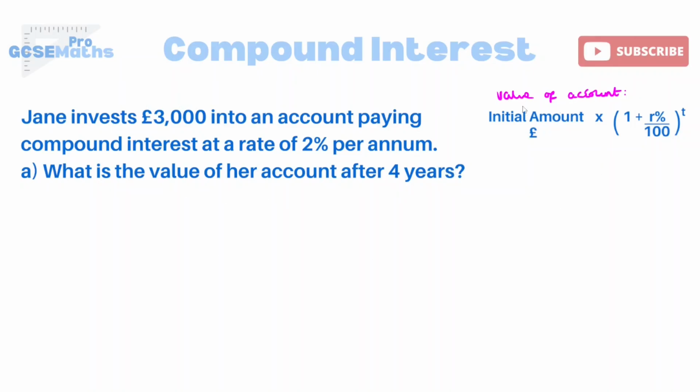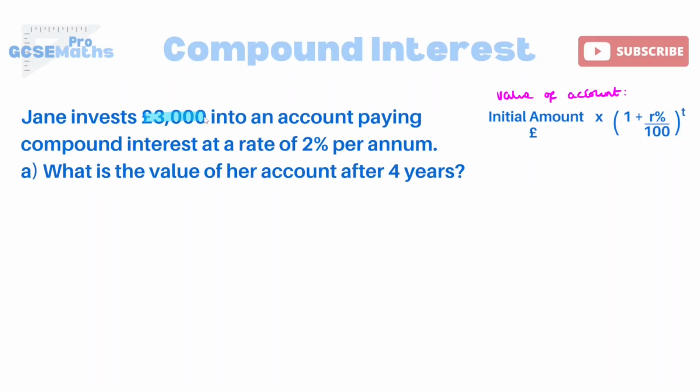So, what we're looking for, if you look at this formula, there's 3 bits that are missing, aren't there? The initial amount, the percentage interest rate, and the time. So all you really need to do in terms of this question and the way that it's worded is pick out those 3 things, and just put it into the formula, put the formula in your calculator, because this will be a calculator question, and then write down the answer.